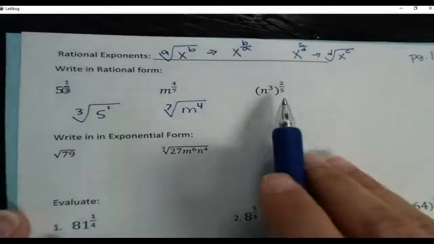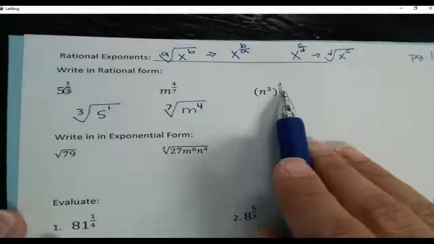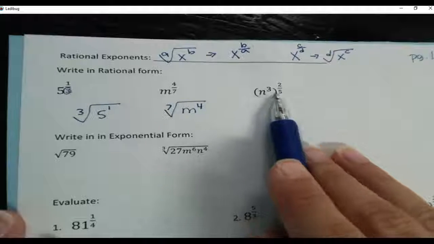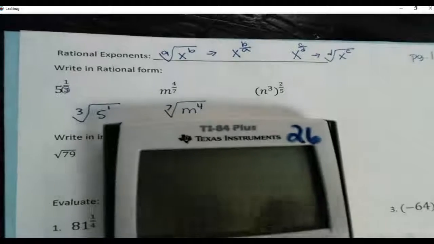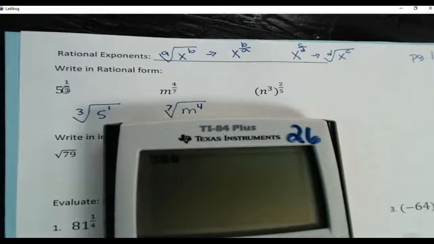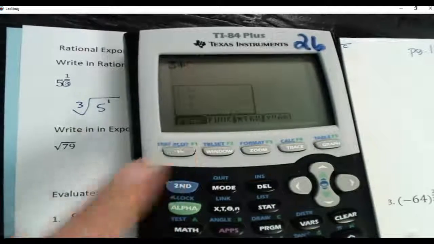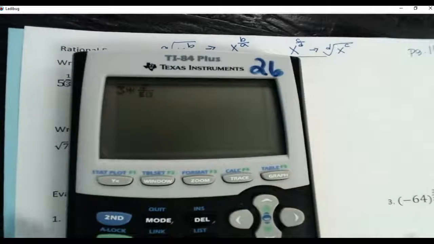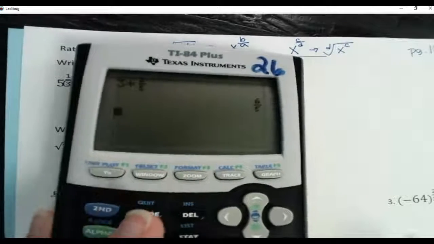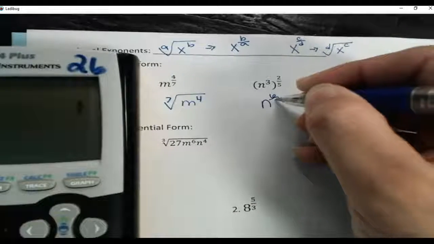Okay. So our next one, we have 3 to the 2/5. So the first thing we want to do is multiply those. So you can type them in your calculator if you want to. So 3 times, remember to get the fraction, you hit alpha, which is your green button, y equals enter. So 3 times 2/5 is 6/5. So that'll be n to the 6/5.